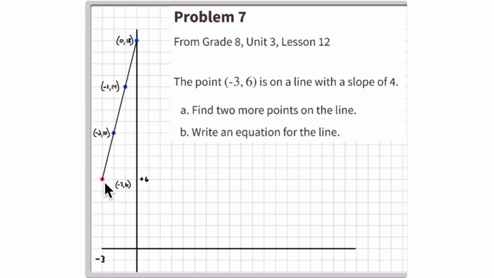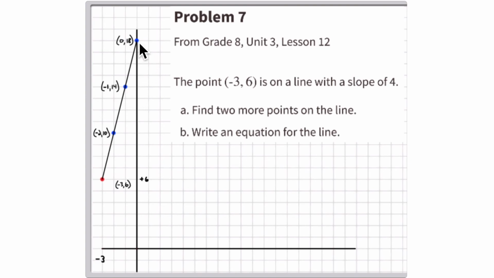And then the slope of 4 means that for every unit along the x-axis, the length along the y-axis is 4 times that length along the x-axis. So 1 unit, this goes up 4. If it's 2 units, this goes up 8. If it's 3 units, this goes up 12. So if I just start here and count 1, 4, so up 4, over 1, up 4, over 1, up 4.